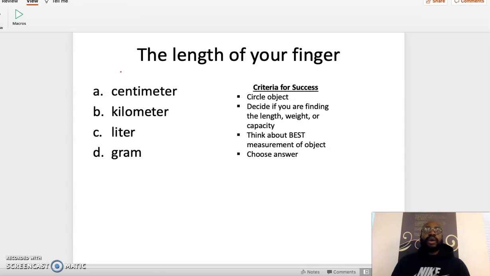Today, you are thinking about all three different types of measurement. So that's the length, which is millimeters, centimeters, meters, or kilometers. You're thinking about the capacity, which is how much something can hold. That would be milliliters, liters, and kiloliters. And then finally, you are thinking about the weight. Weight would be grams or kilograms. So keep all of those things in your mind.